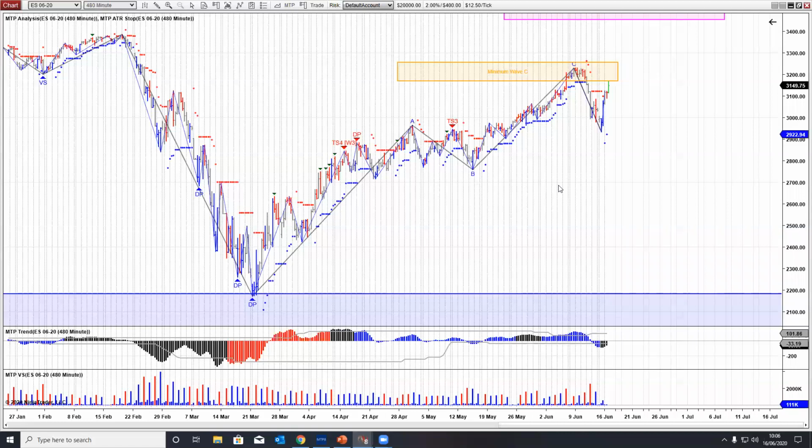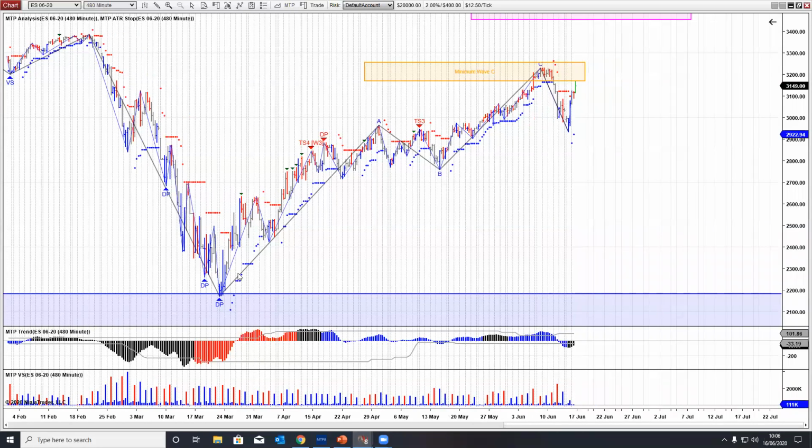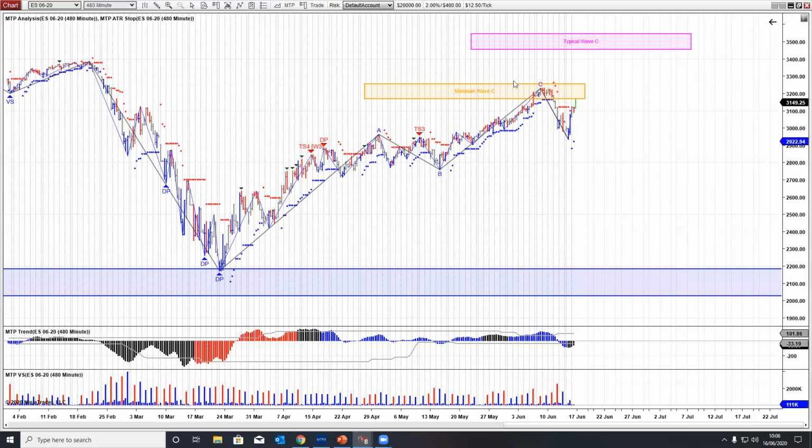So what does this mean for us now? Well, if this is indeed an ABC corrective rally like this, then this high here from last week should stay intact. In other words, we now have a pivot on which we can base longer term positions on the short side if that high stays intact, or if it doesn't, well then that's where we had the DP up here on a run to new highs.